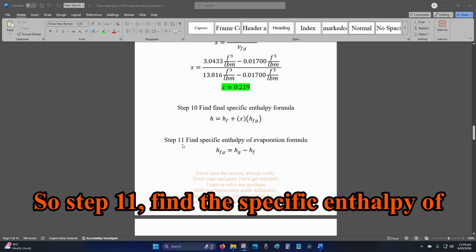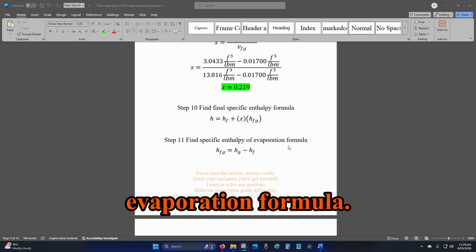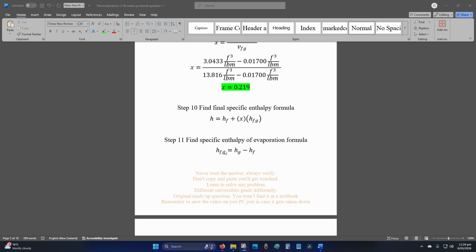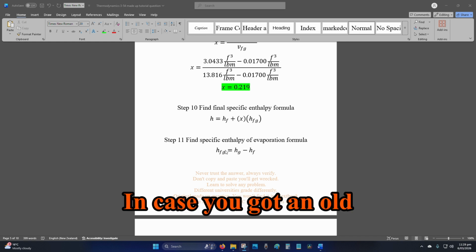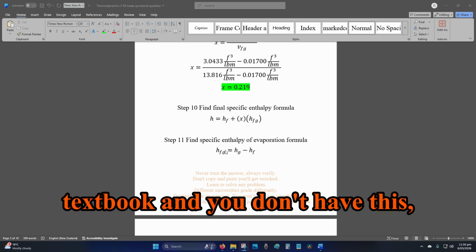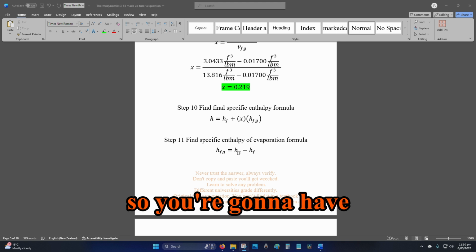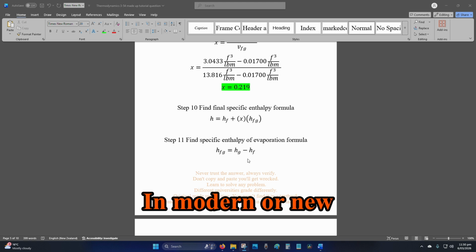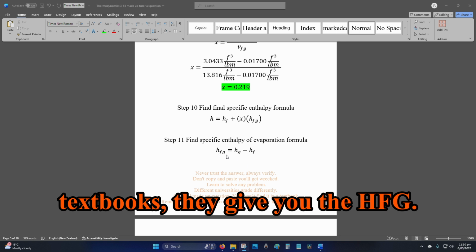So step 11, find the specific enthalpy of evaporation formula. So hfg is equal to hg minus hf. In case you have an old textbook and you don't have this, you're going to have to use these two values. In modern or new textbooks, they give you the hfg.